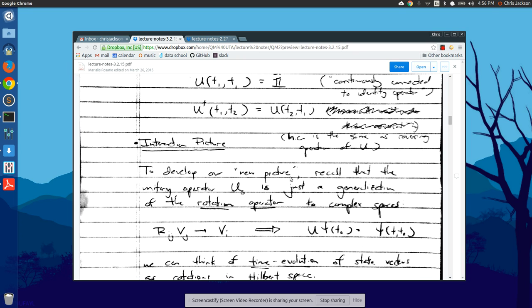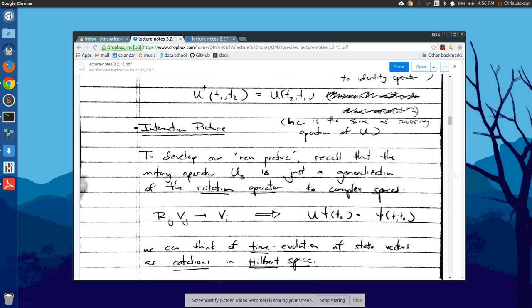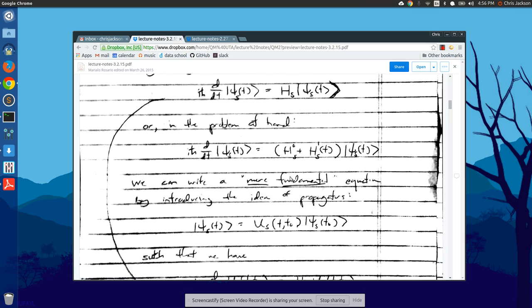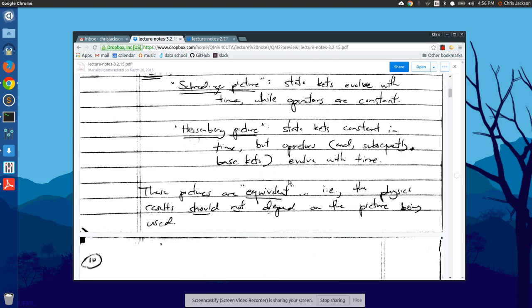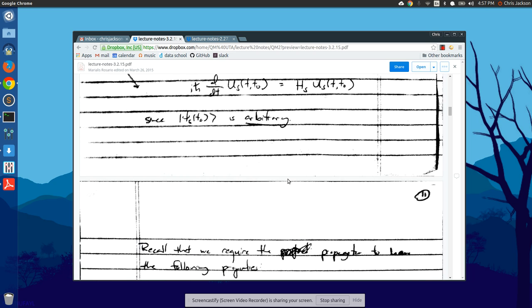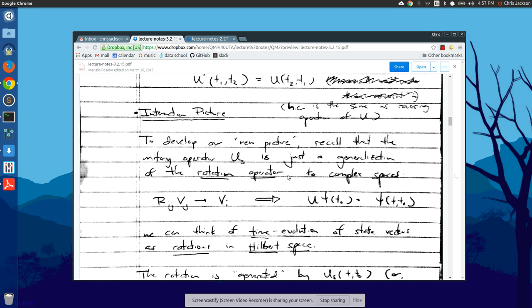Okay. All right. So what we want to do, like I said, today, instead of working in the Schrodinger-Heisenberg picture, is develop a new picture where basically we just isolate the time dependence coming from the perturbation. Okay. And for reasons that will become clear later, this picture is called the interaction picture.